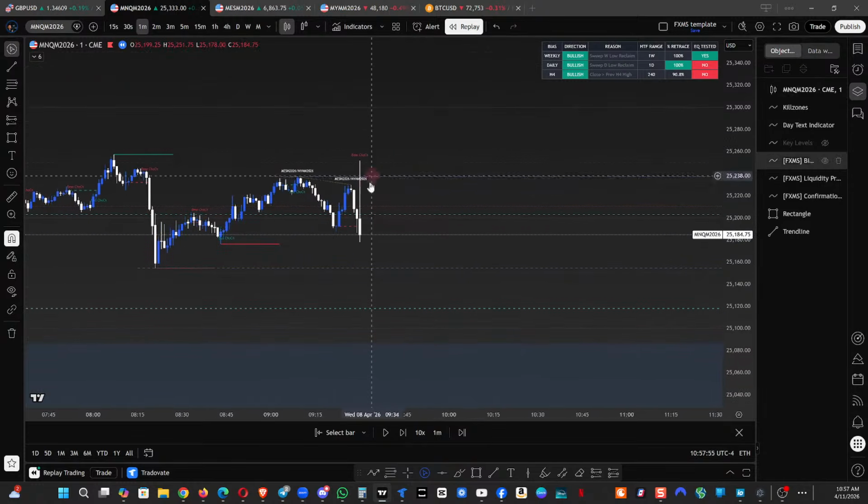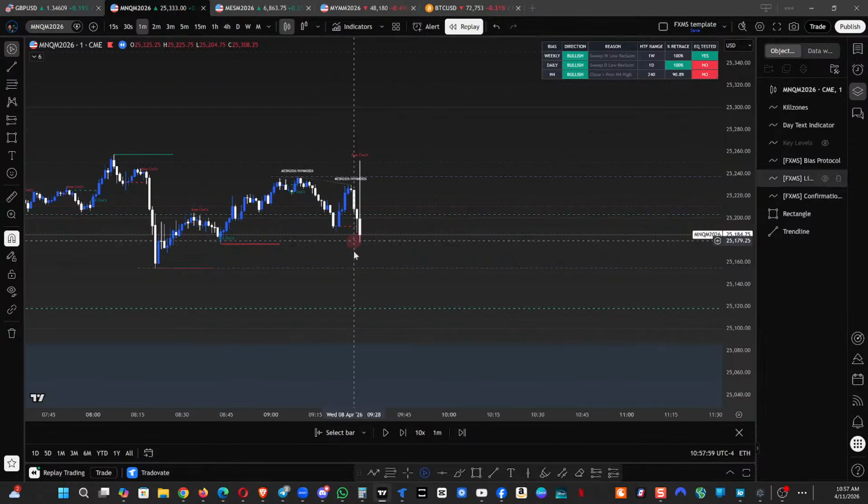Okay, and then what happens? And then we get a change of character, right? So we get a sweep, we get a change of character. After that, we get a big shift down. Let's see if we get a retracement. Okay, one more candle, please. All right, there we go.